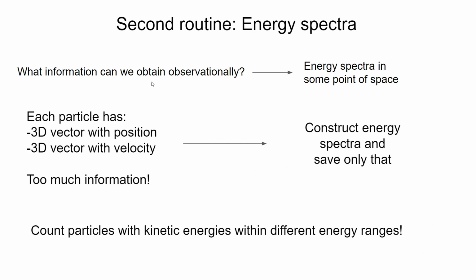Observationally, we can obtain information about particles in the form of an energy spectrum. That is, we can know how many particles have one energy or another in different directions. The code, on the other hand, stores files with data on the positions and velocity of each particle, which takes much more space. This routine will use that information to create the energy spectrum and will only create a file with that exact information. For that, we have to count the particles that have energies within different ranges.